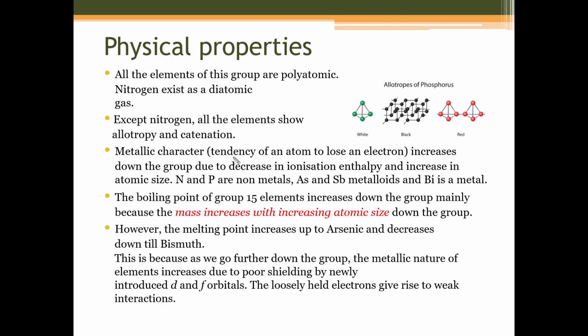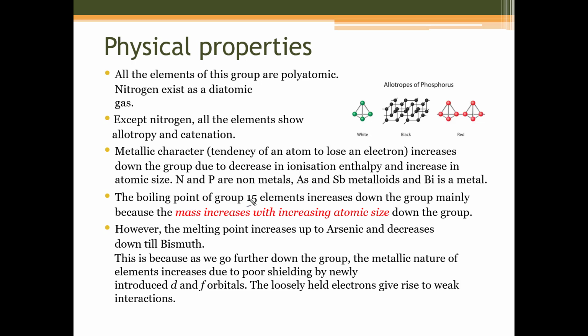The metallic character, that is, the tendency of an atom to lose an electron, increases down the group due to decrease in ionization enthalpy and increase in atomic size. This means that as the size of the atom increases, the valence electrons are getting far away from the nucleus, and so the energy required to remove the valence electrons decreases down the group, and therefore nitrogen and phosphorus are non-metals, arsenic and antimony metalloids, and bismuth is a metal.